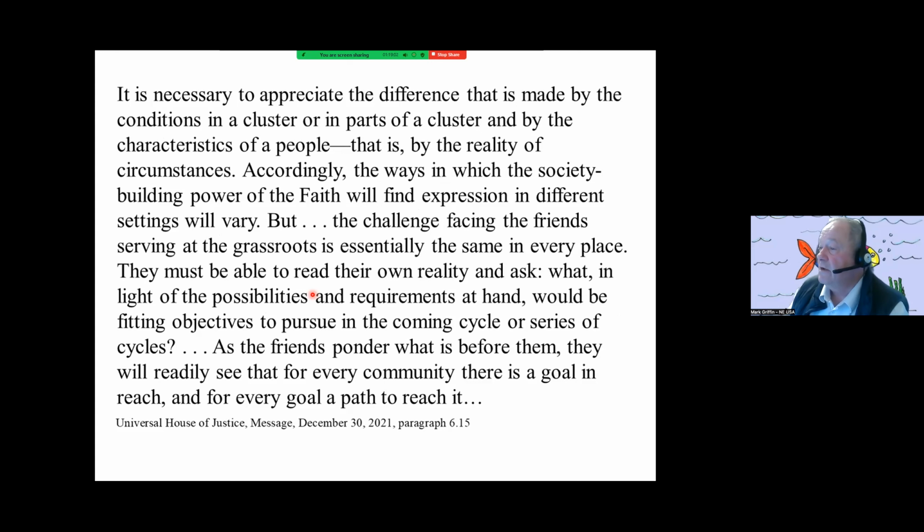It is necessary to appreciate the difference that is made by the conditions in a cluster or in parts of a cluster and by the characteristics of a people. That is, by the reality of circumstances. Accordingly, the ways in which the society building power of the faith will find expression in different settings will vary. But the challenge facing the friends serving at the grassroots is essentially the same in every place.